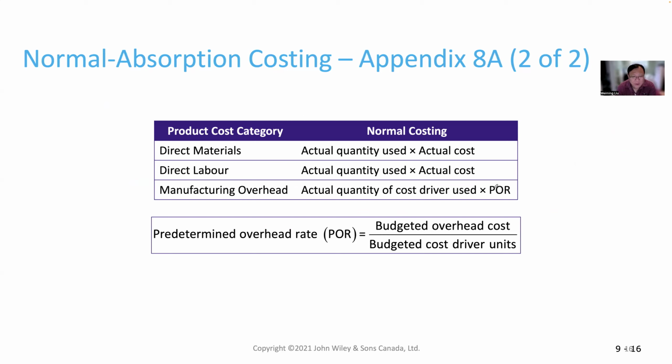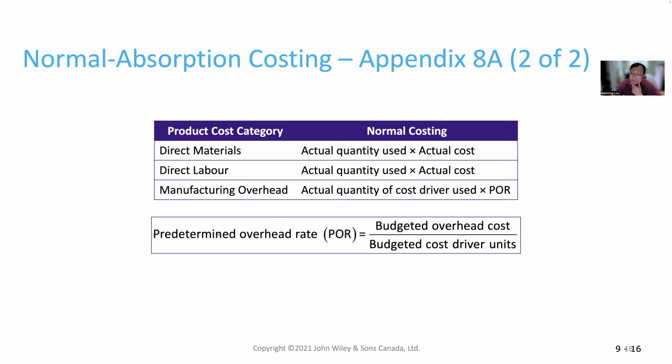So think about the direct materials and direct labor. We have learned this before, I think. These are the direct costs, so you use the actual quantity times the actual cost. For the manufacturing overhead, you use the actual quantity times the predetermined overhead rate.